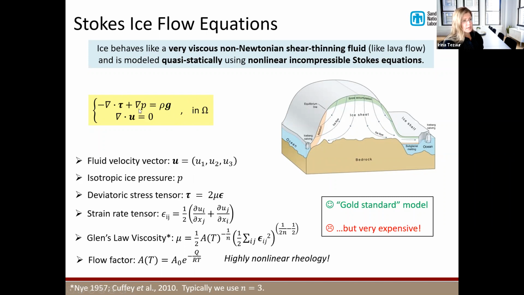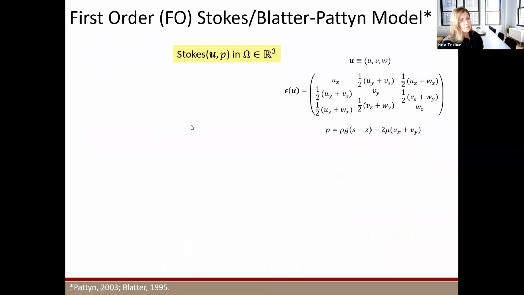You're going to need mixed finite elements if you're discretizing this using finite elements, or you're going to need stabilization to deal with the inf-sup condition. There are other challenges, but I think I'll stop there. This situation has really motivated people to look at some alternate models that are cheaper to solve than this full Stokes model, that are derived from the full Stokes equations.